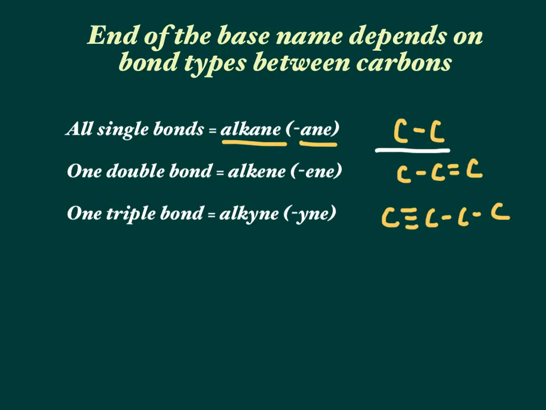This next one has a double bond in it. That would be an alkene. Alkenes end in ene. So the name of this one would be, since there are 3 carbons, prop would be the base, and then ene for the double bond. And then alkynes have triple bonds, and they end in yne. This has got 4 carbons. That would be but, and yne, or butyne.